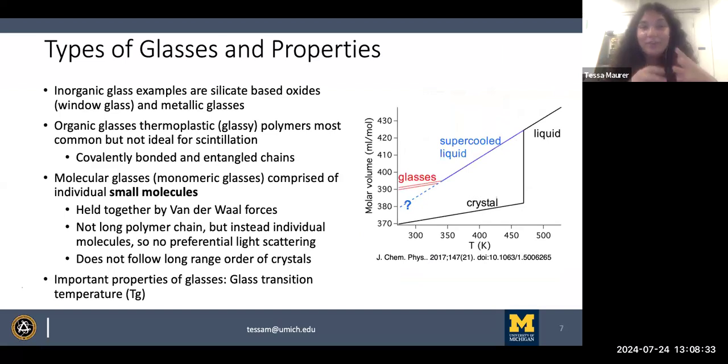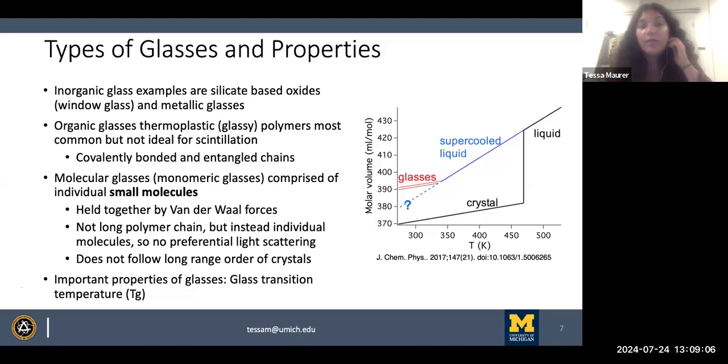So just generally, types of glasses and different properties that are really important. We're talking about organic glasses, right? You might be wondering, what is an inorganic glass then? Some examples are silicate-based oxides or window glass and metallic glasses. Organic glasses, some of the most popular ones you see are thermoplastic glassy polymers, but they're not really ideal for scintillation. This is because they're covalently bonded and they can entangle in longer chains.